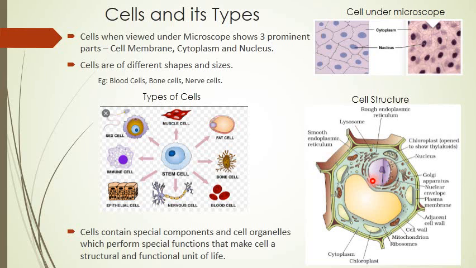Each and every organelle does its own work, which has made the cell a structural and functional unit of life. All these work together and make the cell a functional unit of life. The cells contain special components and also cell organelles which perform special functions that have made a cell a structural and functional unit of life.